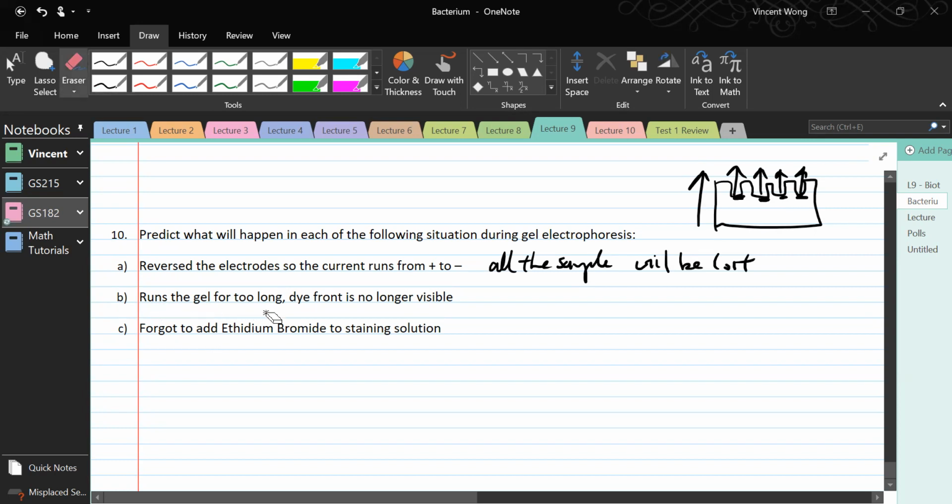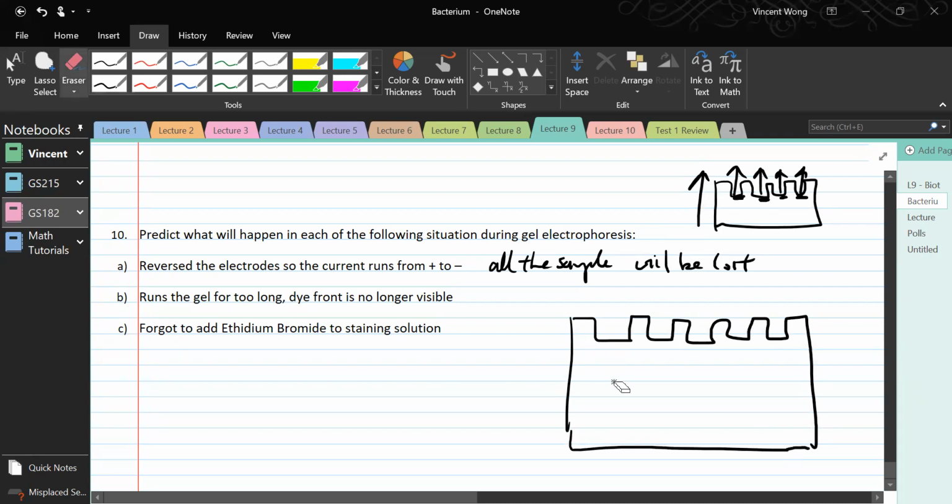B, run the gel for too long, the dye front is no longer visible. So what is the dye front? When you actually do this experiment, you cannot see the DNA at all. It's hard to describe without actually doing this. But DNA is transparent, and it's going to be in a solution. So you would add a little bit of blue dye. The blue dye will make the DNA sink into the well. You will see the blue dye, but you won't be able to see the individual DNA strands. When you run the gel, you will see the blue dye going forward, and everything else is going to be transparent. You can't see the DNA.